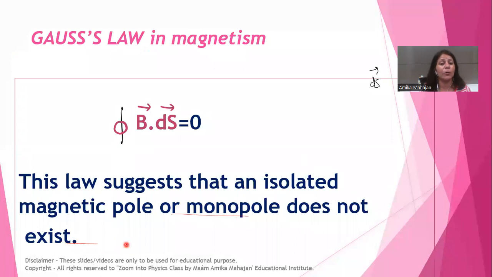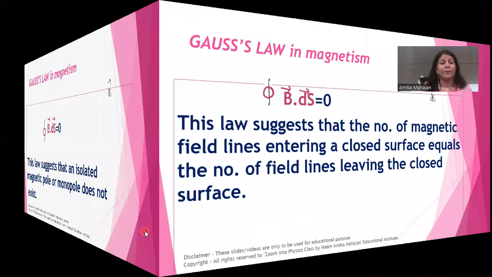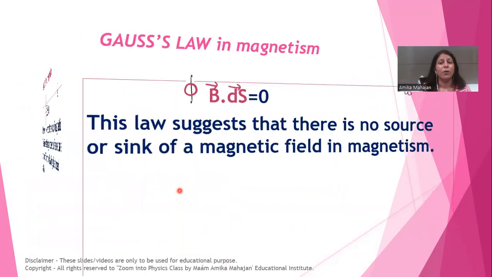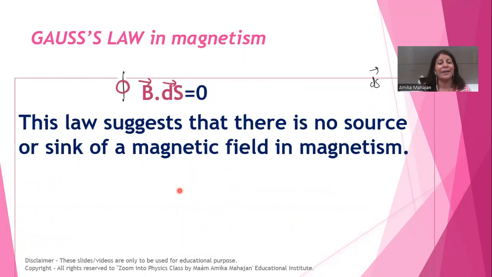If I want to separate North Pole from South Pole, if I cut the North Pole, automatically on lower part will be South Pole. So monopole does not exist. B dot ds surface integral over the closed surface is equal to 0. This also suggests that number of magnetic field lines entering closed surface equals to the number of field lines leaving the closed surface. So there is no source or sink of a magnetic field in magnetism.